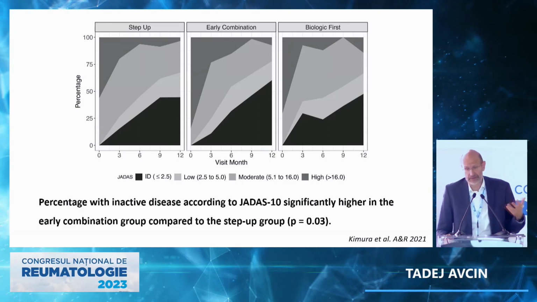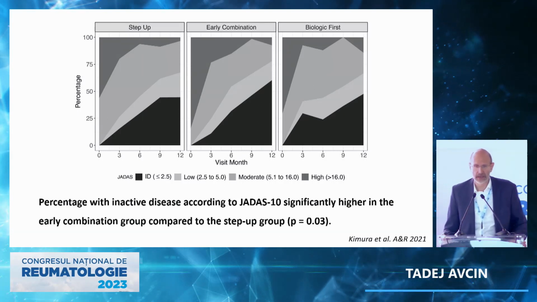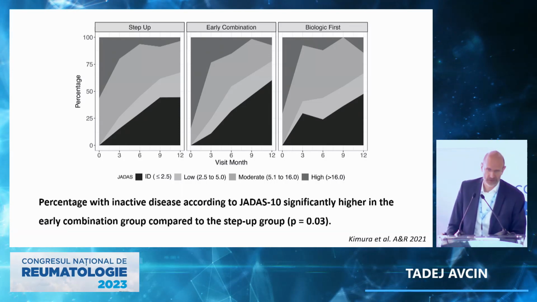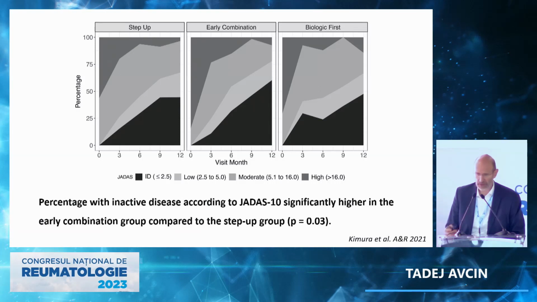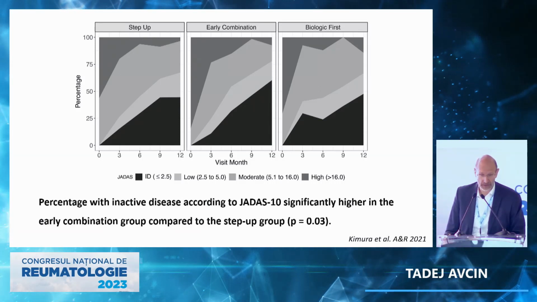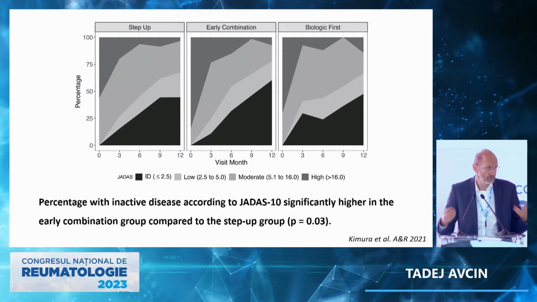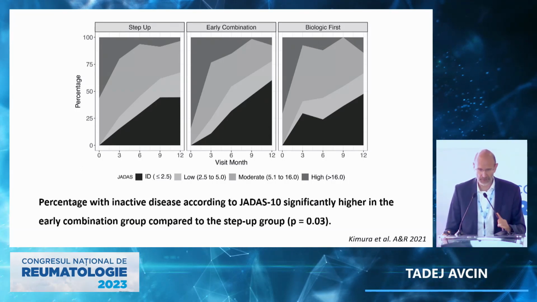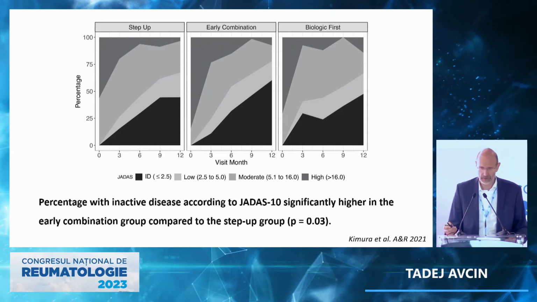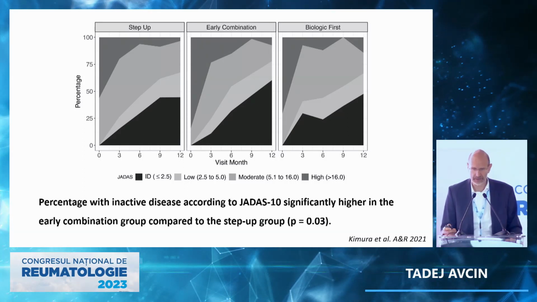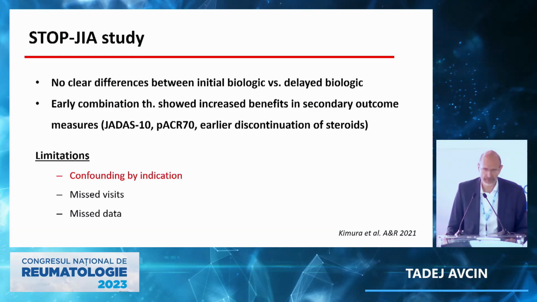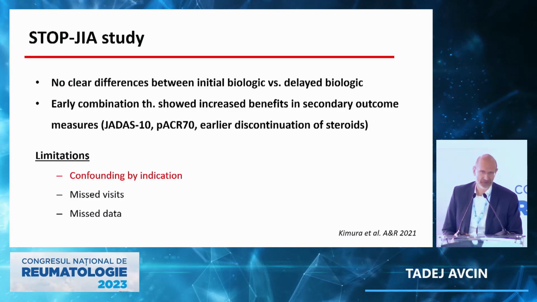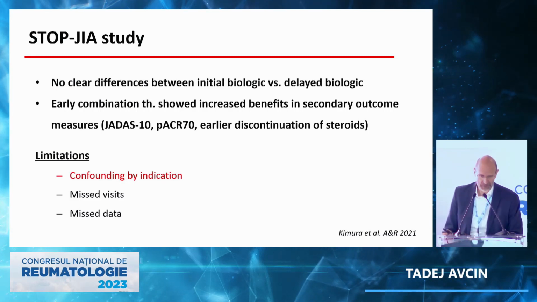and there was just a tendency, though not statistically significant, that the percentage of patients with inactive disease according to JADAS-10 assessment of disease activity was higher in the early combination group. So this gives the suspicion that this combination gave the possibility to achieve inactive disease in a higher percentage of patients. Basically, this study didn't show very clear differences between these treatment approaches.